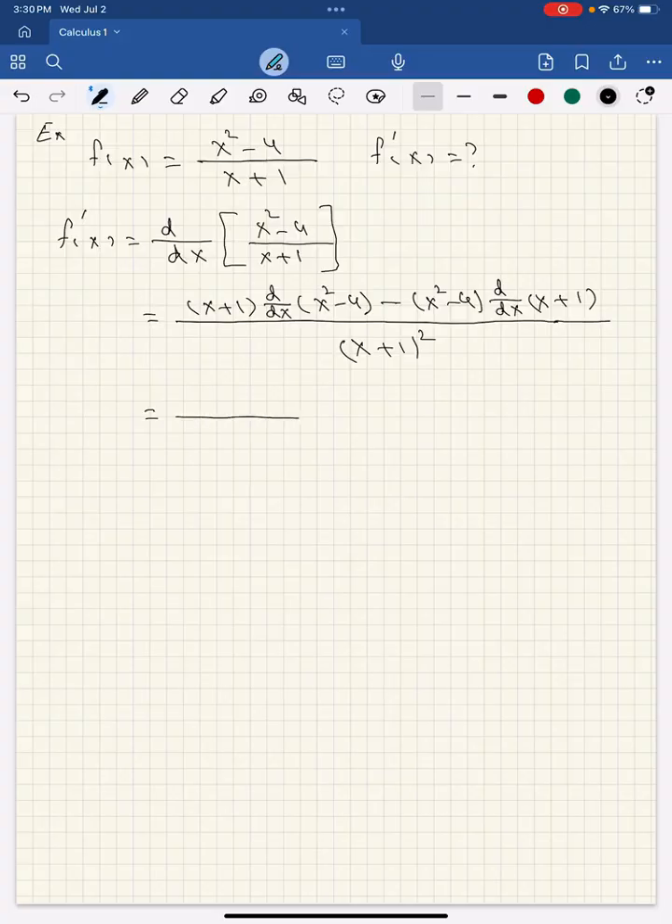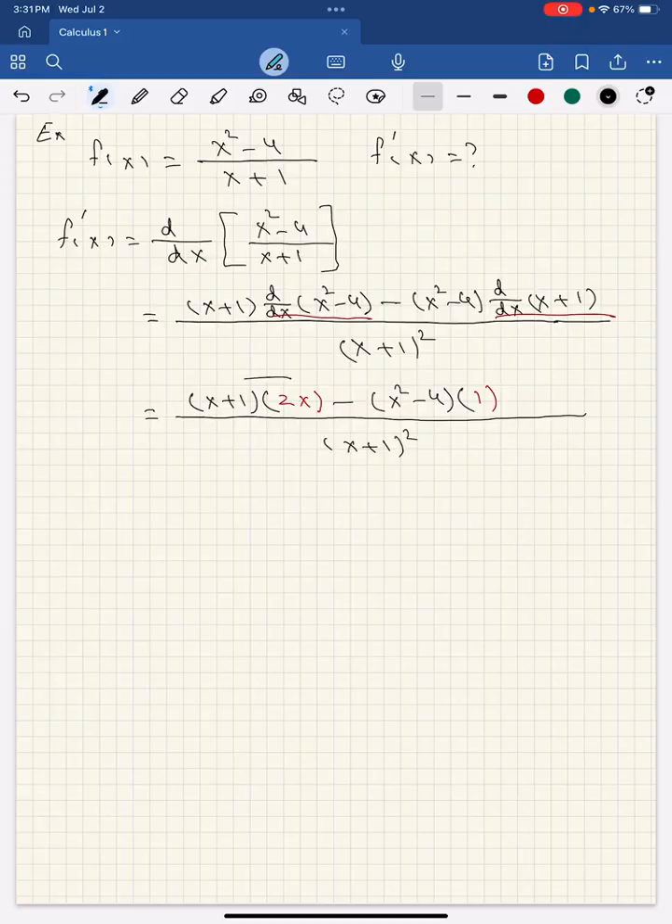It's equal to, let's take the derivative, then x plus 1 times d dx of x squared minus 4. d dx of x squared is 2x and d dx of 4 is 0. Minus x squared minus 4 times d dx of x is 1 and d dx of 1 is 0. It means you get x squared minus 4 times 1. Over denominator squared. Do not touch the denominator. Keep it in this form.